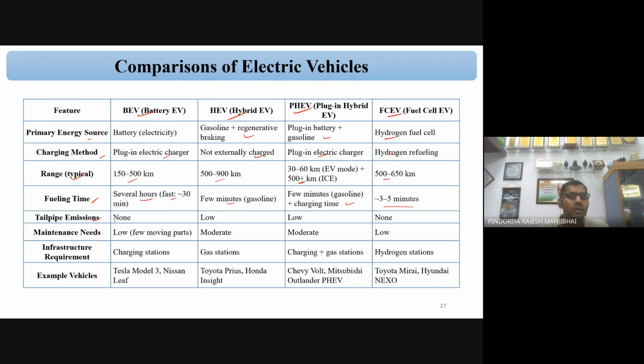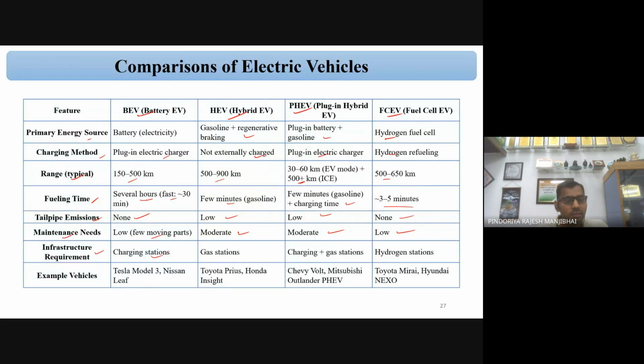Tailpipe emission: no emission in the battery operated vehicle. Hybrid electric vehicle, low, because here we use petrol and diesel. Plug-in, again low, but in the fuel cell there is no emission. Maintenance need: low maintenance, only a few moving parts, moderate, and low. Okay.